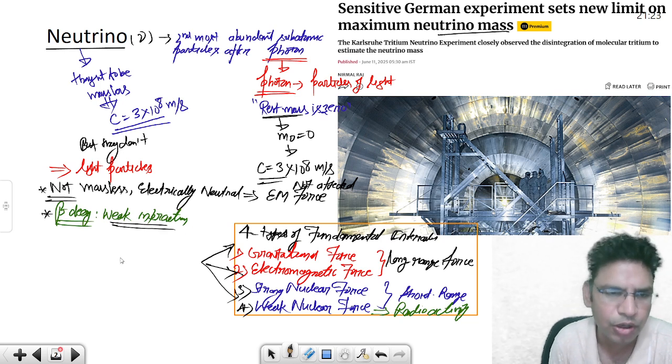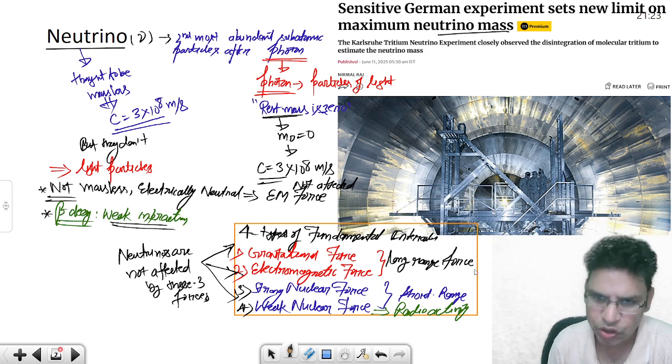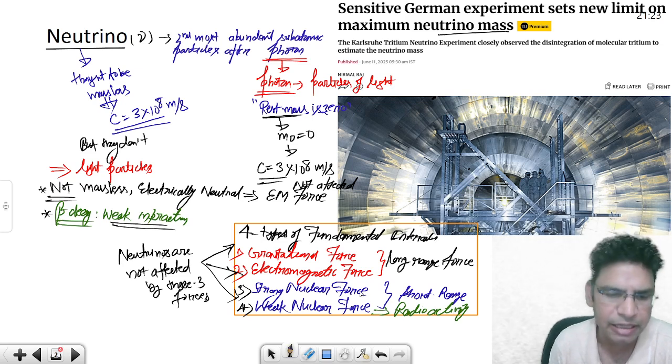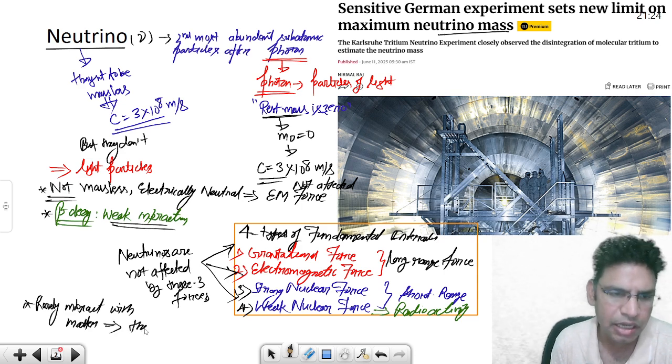So if I am talking about neutrinos, they are not affected by these three forces, right? It simply means you can make some inferences out of this statement. For example, they rarely interact with matter. It simply means they will go undetected. They pass through matter undetected.